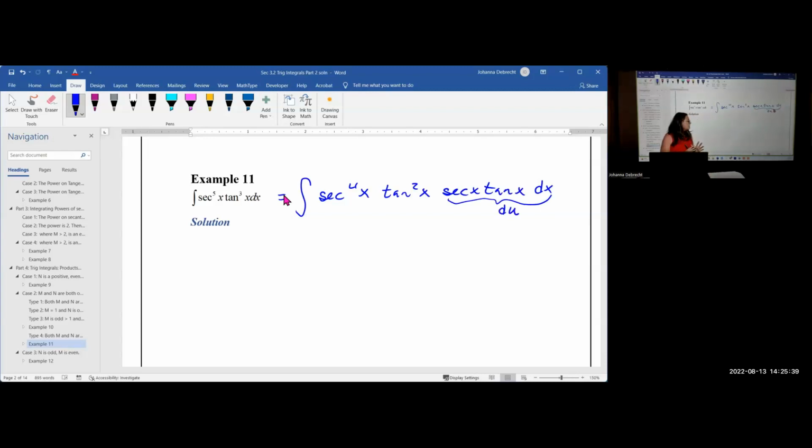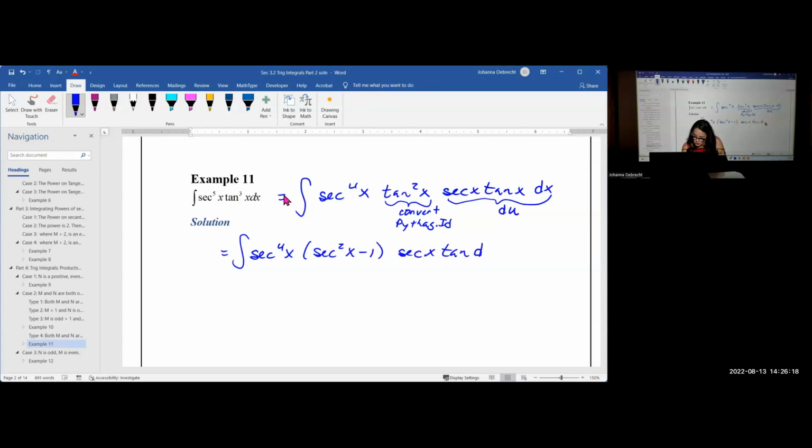And we need our u then to be secant, right? Because the derivative of secant is secant tangent. Well, the secant to the 4ths are fine. I can leave those. But the tangent squares have got to go. This isn't the derivative of tangent. So I've got to replace that using the Pythagorean identity. So I need to convert this one using the Pythagorean identity. So this is going to give me the integral of secant to the 4th of x times secant squared of x minus 1 times secant x tangent of x.